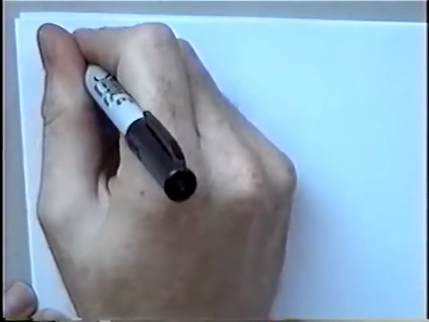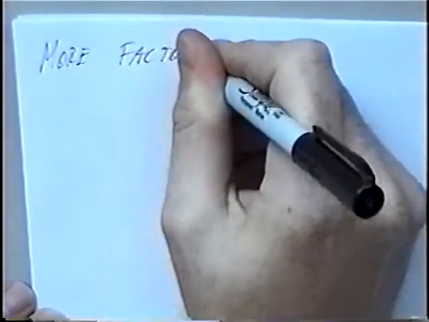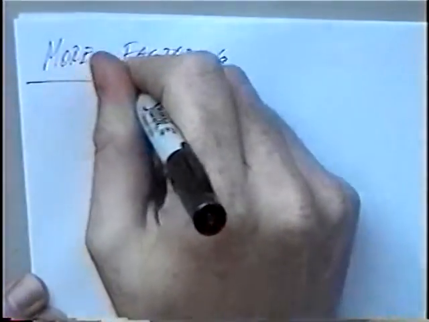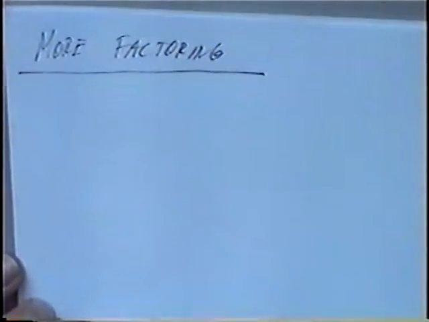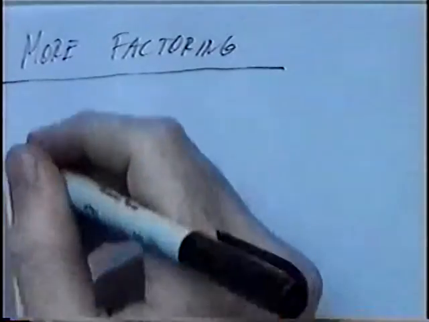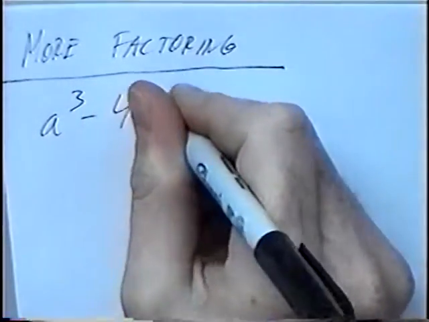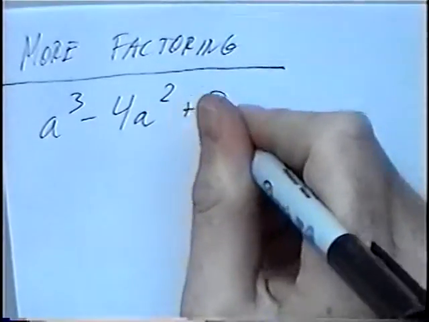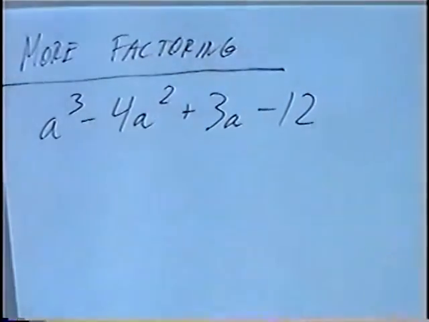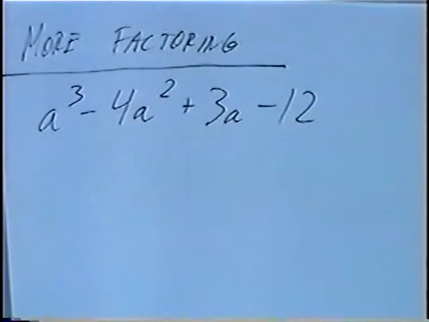Title of the last section today is More Factoring. In this section, we'll continue factoring and using the factoring techniques. First question is a cubed minus 4a squared plus 3a minus 12. Looking at this, there is no greatest common factor to factor out.